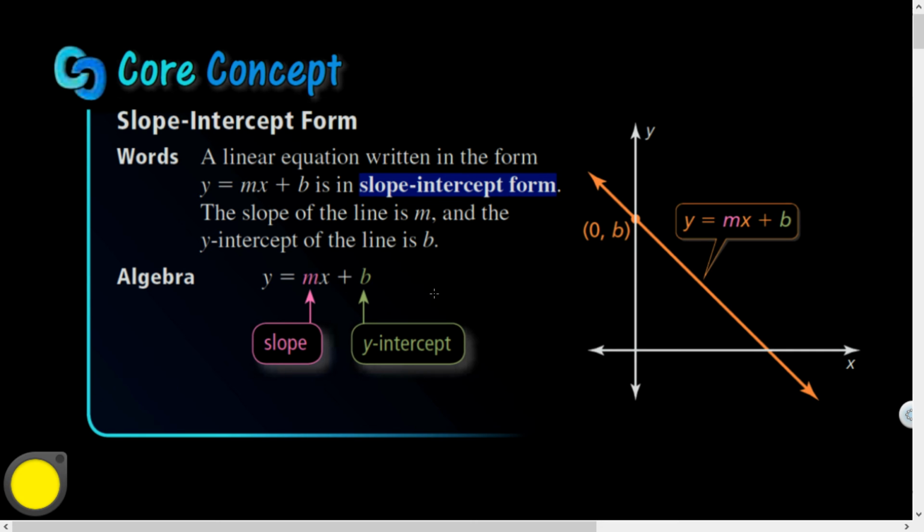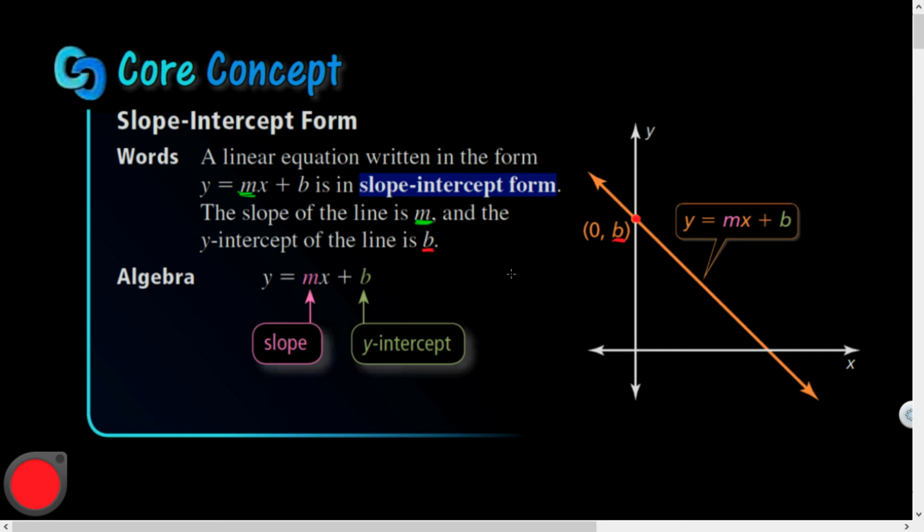Don't worry. So a linear equation written in the form y equals mx plus b is in slope-intercept form. The slope of the line is m, right? And the y-intercept of the line is b, okay? So there's my b right there. So b is the y-intercept. That is the location the line crosses the y-axis right there. That is also going to be the starting point for us once we try to graph using slope-intercept form.